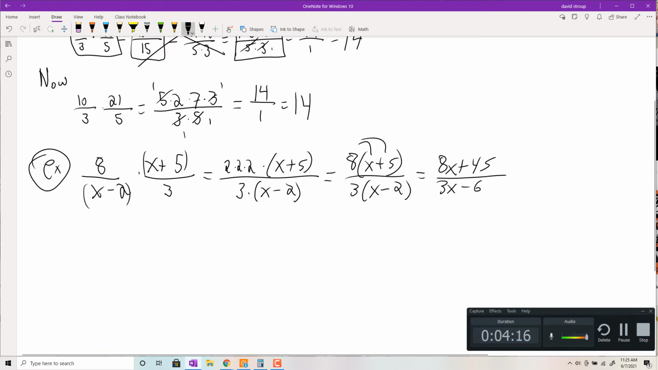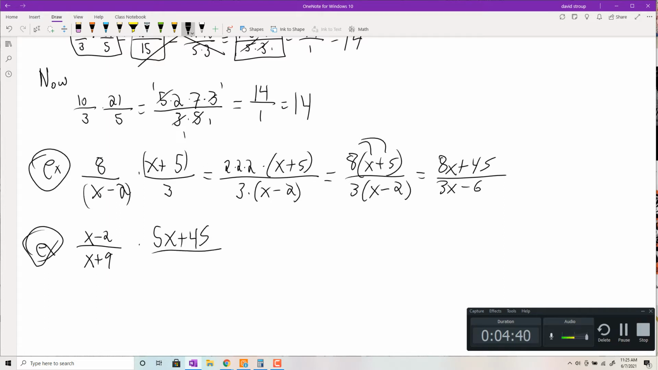All right, so let's move on. So there's no simplification. Let's do one that has some simplification. That's what we're here for. So x minus 2 all over x plus 9, and they won't write it initially with parentheses. I just do that to remind you that's one term. X minus 2 is one thing, even though it looks like 2. Times 5x plus 45 all over 2x minus 4.